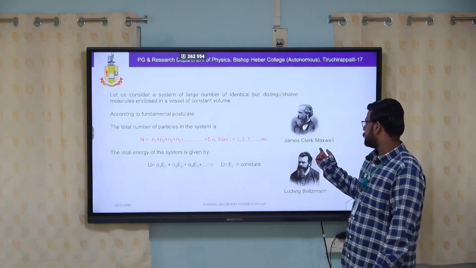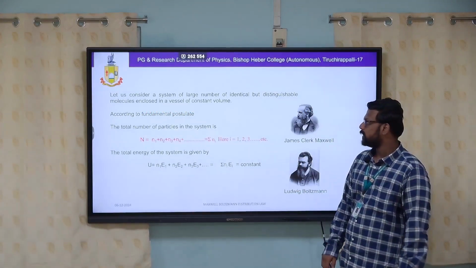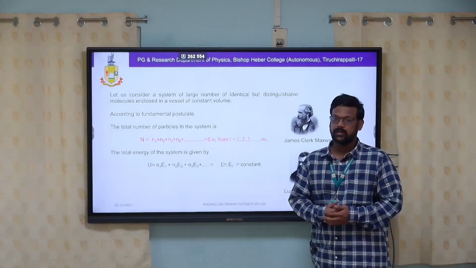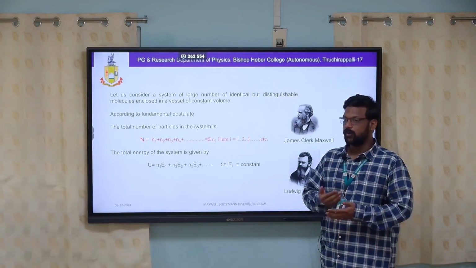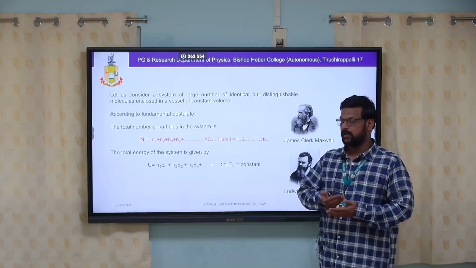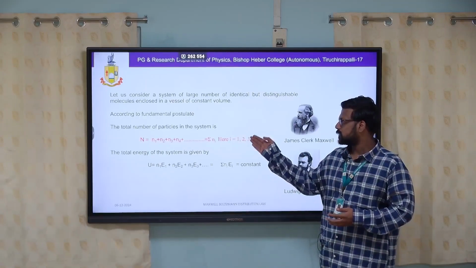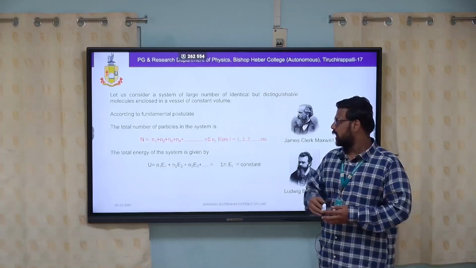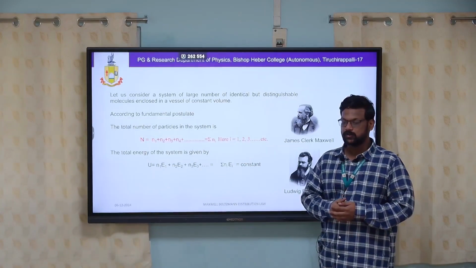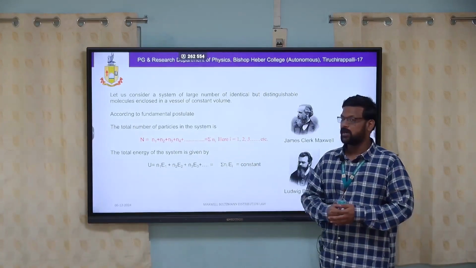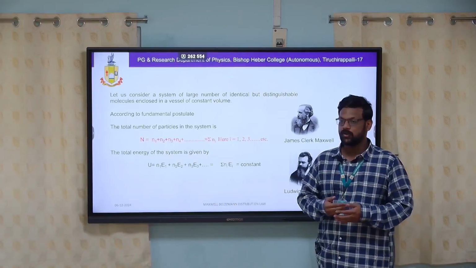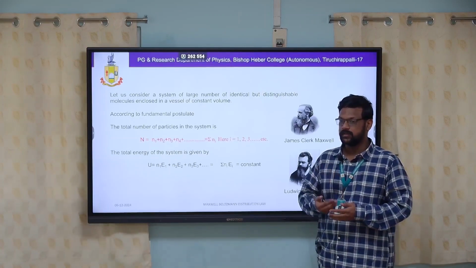James Clerk Maxwell and Ludwig Boltzmann formulated a distribution law for the system of molecules in a vessel. According to the fundamental postulate, the total number of particles in the system is considered to be a constant, and the total energy of the system is also a constant, and we are following the microcanonical ensemble for this distribution law.